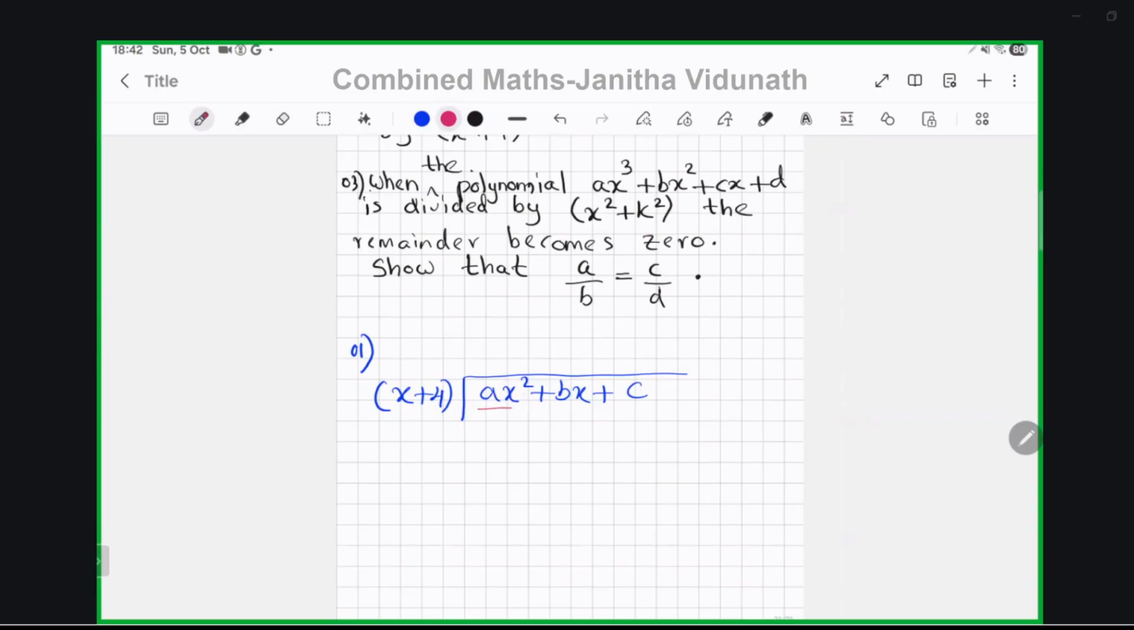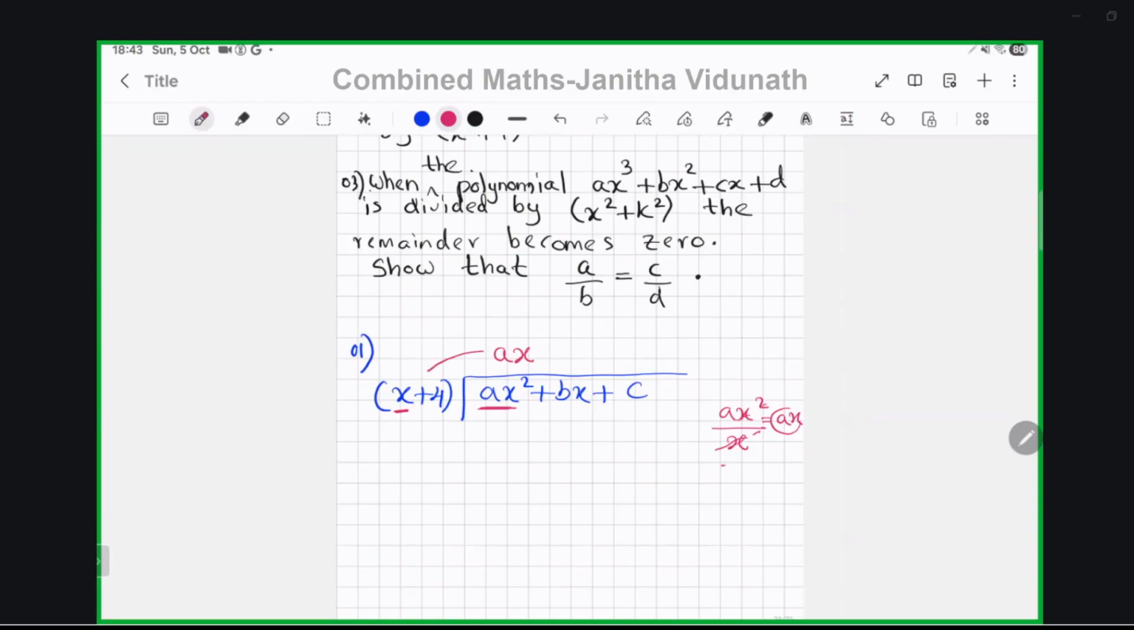Here the leading term is ax². Here the leading term is x. Now we need to divide the two leading terms. Then it will give us a times x. Simply, x cancels out and gives a times x. Then we put that in our quotient.